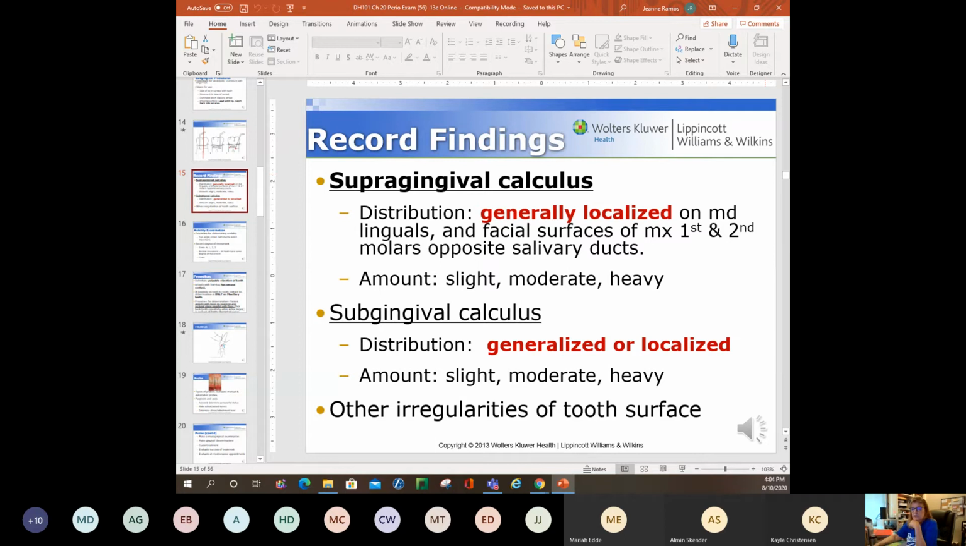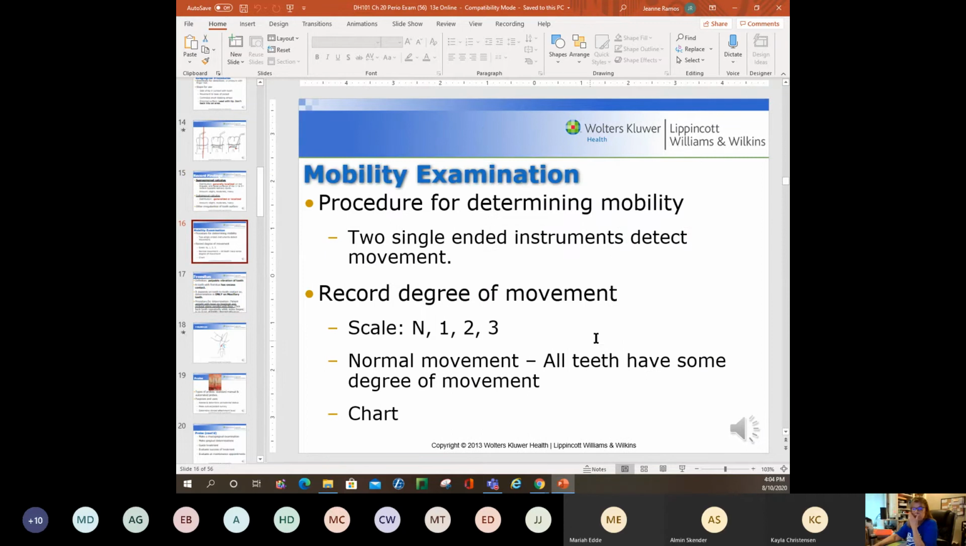And then you can also feel and need to record other irregularities as you feel them on the tooth. So then we always check for mobility. You get two single-ended instruments. What that means is you find two instruments that just have a single working edge or single side, and the other side doesn't have anything on it, okay? Then you take one side on the facial of that tooth, one side on the lingual of that tooth, and you try to move it this way, see if it'll move a little bit. And of course, it's not that drastic. You'll just be moving it hopefully about 1 millimeter.